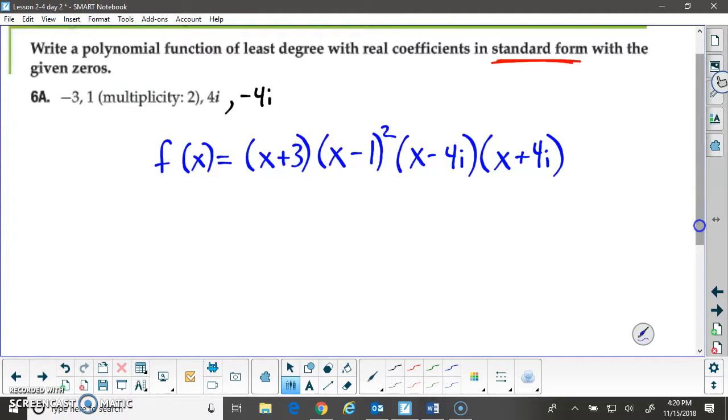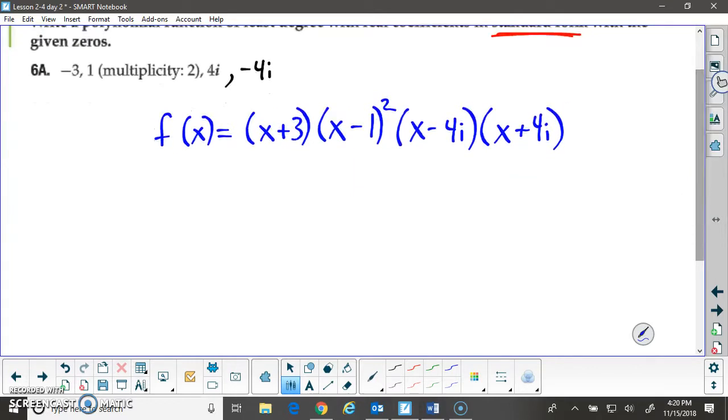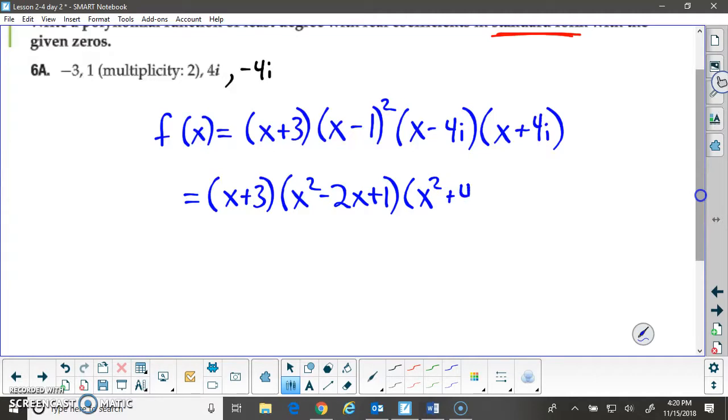That means get rid of the parentheses. So I'm going to have to do some foiling. When I do some foiling, I'm going to leave the x plus 3 alone. I'm going to take the x minus 1 and square it. That's going to give me x squared minus 2x plus 1. And if I FOIL out these two conjugates, you can see that I get middle terms that should cancel each other out. So the 4xi and the -4xi cancel each other out.